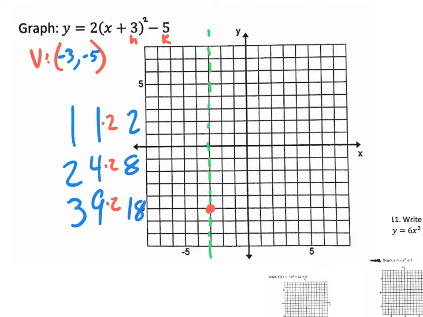So from the vertex, we're not going to go 1, 1. We're going to go 1, 2. From the vertex, we're going to go 2, 8, not 2, 4. From the vertex, 3, 18. Actually, that's going to be off the graph, so we're not going to do that.